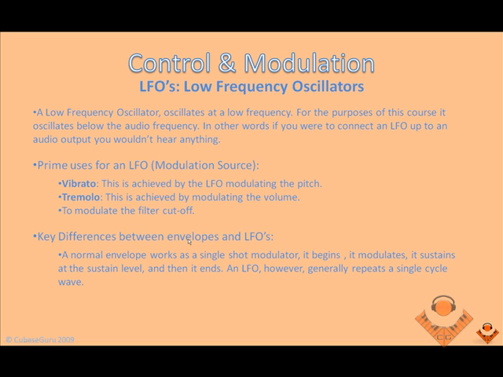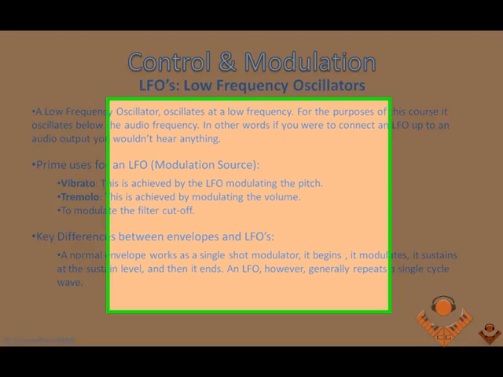Okay, the key difference between LFOs and envelopes. A normal envelope works as a single shot modulator. It begins, it modulates, it sustains at the sustain level, then it ends. Of course, that's not the case if you were using a multi-stage envelope generator that we've just gone through, because you can make it sustain through the loop portion. But a normal envelope works like that, whereas an LFO generally repeats a single cycle wave.